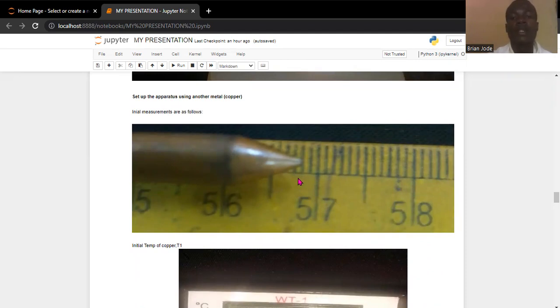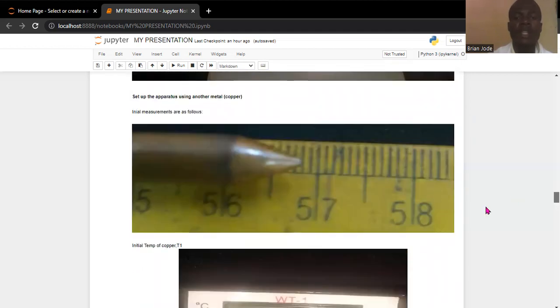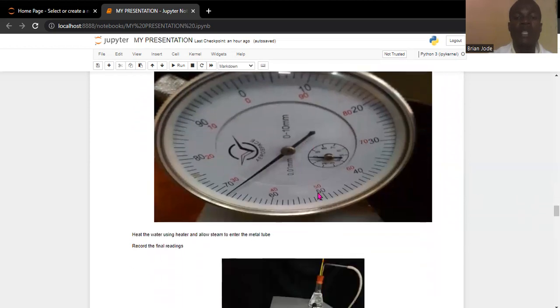It was 56.8 centimeters. So you're supposed to record these initial measurements, and of course the initial temperature of the copper rod as indicated here using a digital thermometer. And we're also supposed to record the initial dial setting, that is E1, as indicated here.